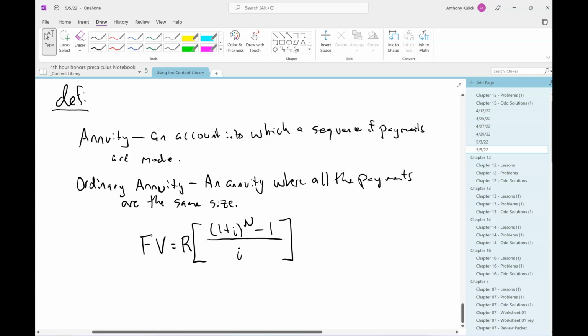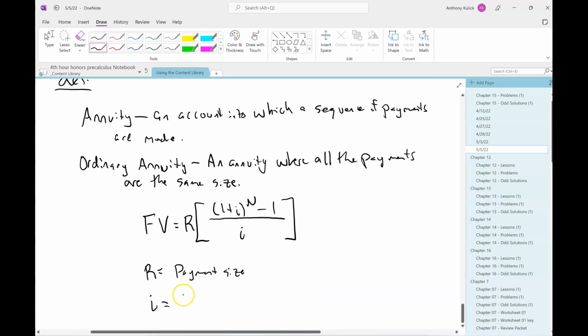So this is our annuity formula. Now there's 3 new letters in here that we need to define. So let's do that. This is the regular payment, so that's the payment size. Actually, let's just call it the payment size. So like $100 a month or whatever.